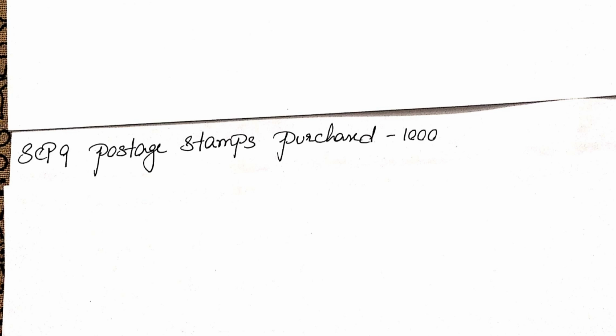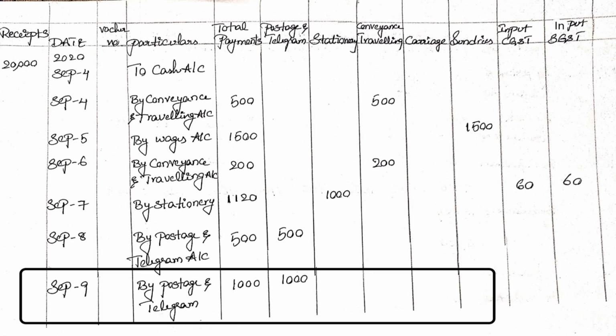Our next transaction is on September 9, postage stamps purchased 1000. So this is also related to postal. So we will update 1000 in the total payments column and also in the postage column.